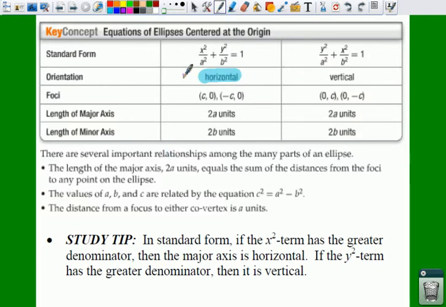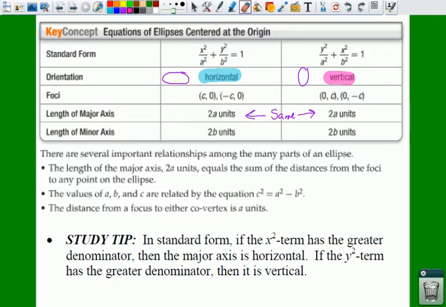Okay, so when you plot it, it's going to be going left and right like that. If you have a vertical orientation, that's where your graph is going to be going up and down like so. It changes with your foci. Now the length of your major axis and the length of your minor axis, these are still the same regardless if you have a horizontal or a vertical orientation.